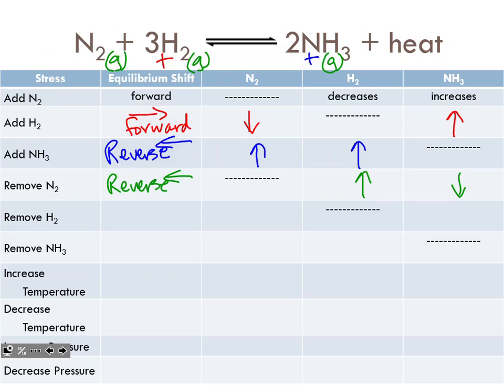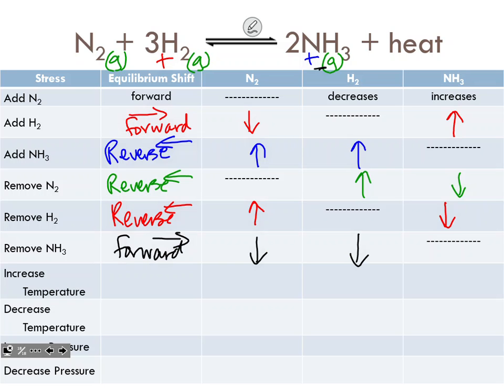Let's just quickly do these. Removing hydrogen means what? Reverse. It's going to proceed that direction. You're going to increase your nitrogen, decrease your ammonia. Removing ammonia, taking it out over here on this side, means the forward. Going to go towards the products to replace the ammonia. That means nitrogen decreases and the hydrogen decreases.